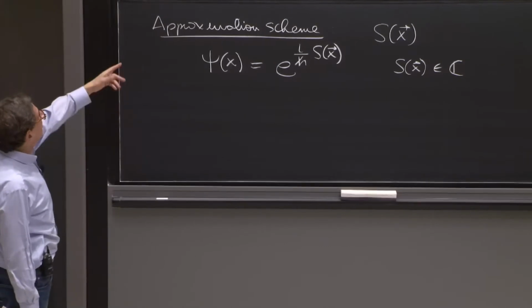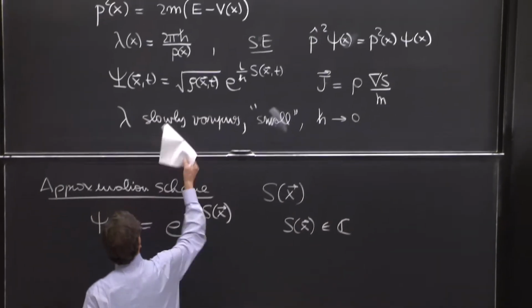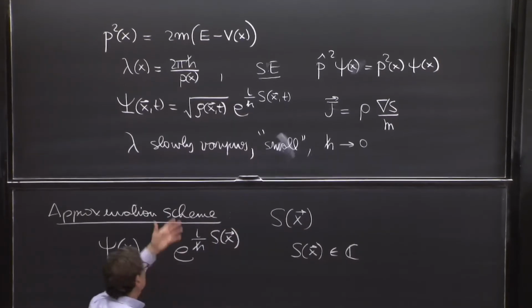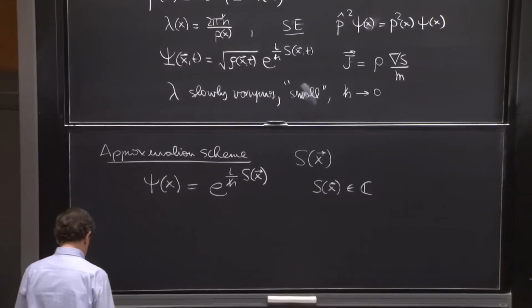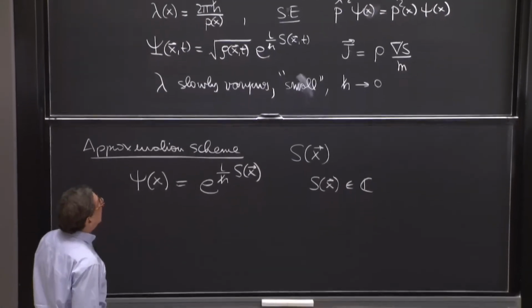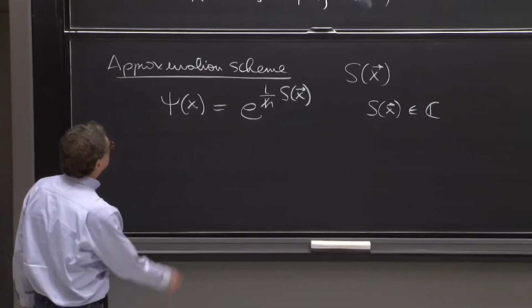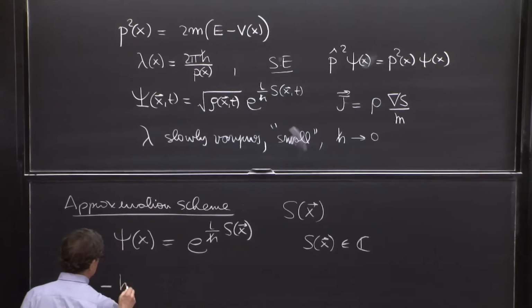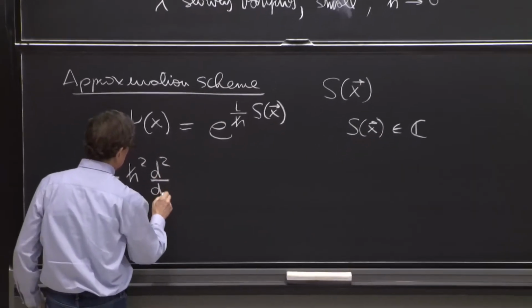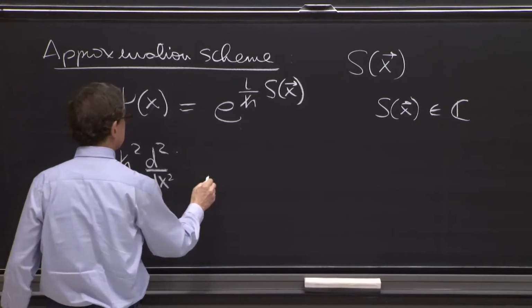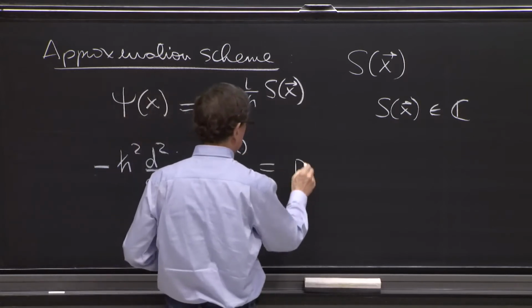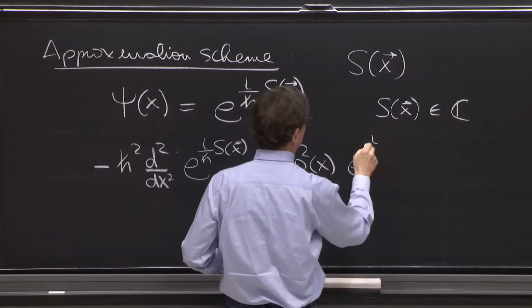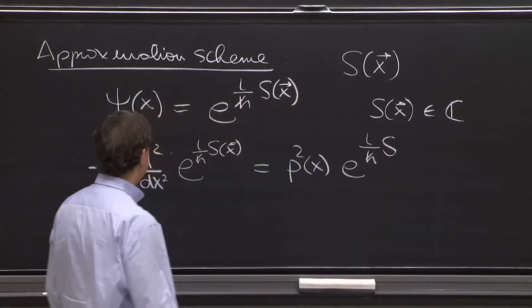Any rho up here can be written as the exponential of the log of something, and then can be brought into the exponent. And there's no loss of generality in writing something like that if S is complex. Now, we have the Schrodinger equation, which is minus h bar squared d second d x squared of psi of x is equal to p squared of x e to the i over h bar S.